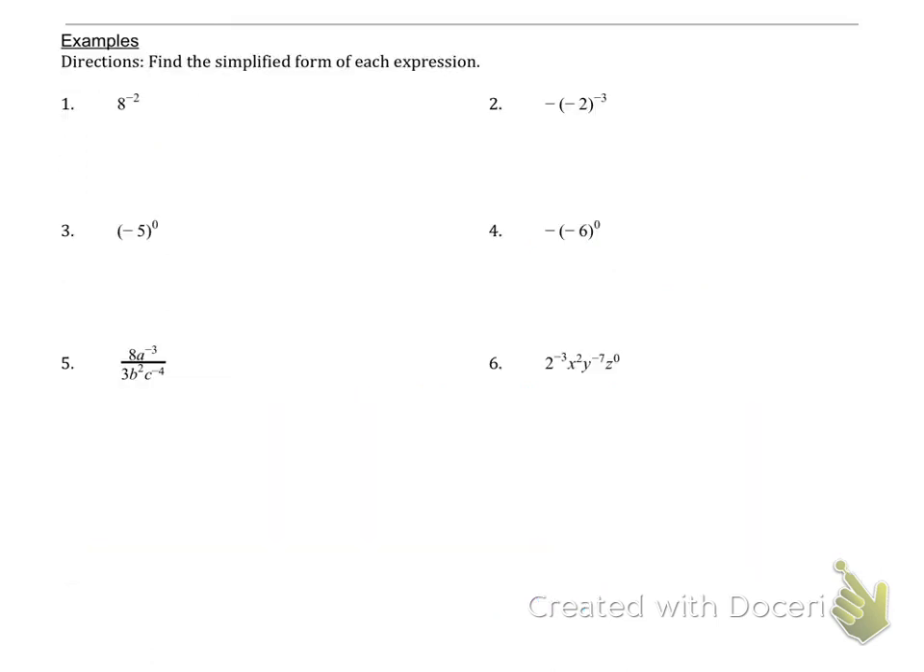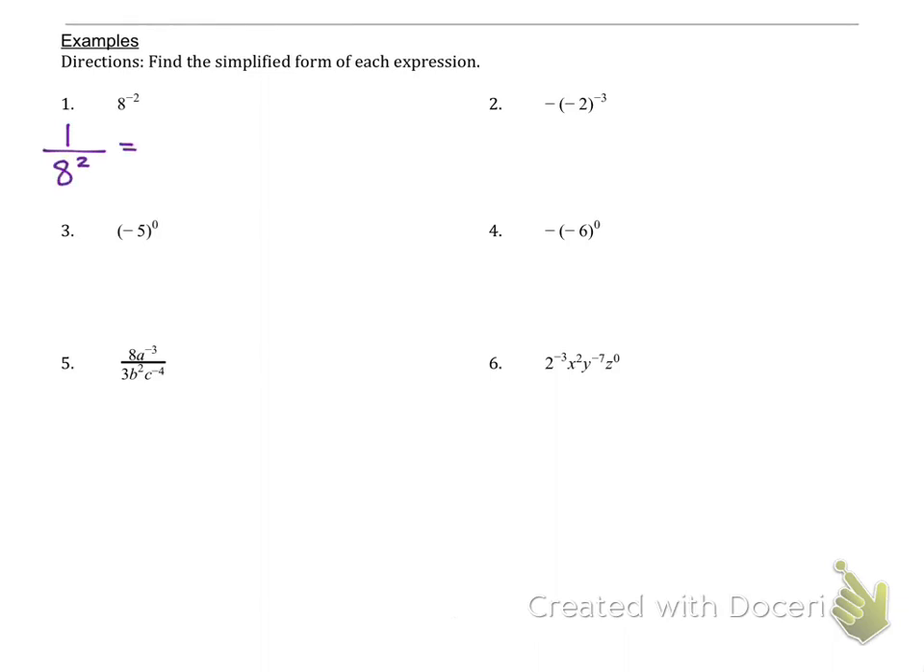Now let's try some examples. So the directions state find the simplified form of each expression. So for number 1, it's 8 raised to the negative 2 exponent. So first I'm going to rewrite this with a positive exponent. So I'm going to take the reciprocal of the power, which is 1 over 8 squared.